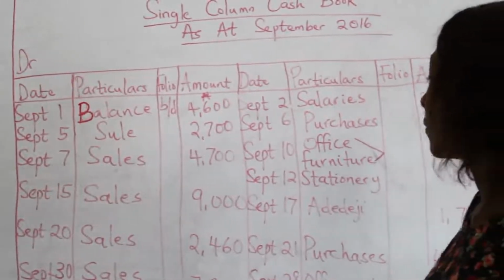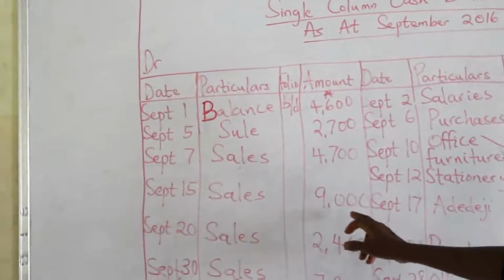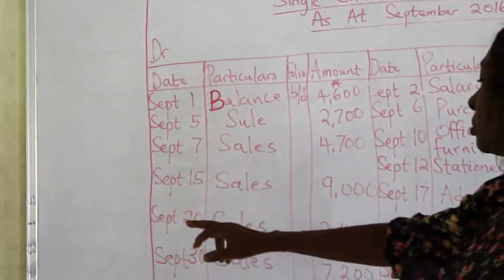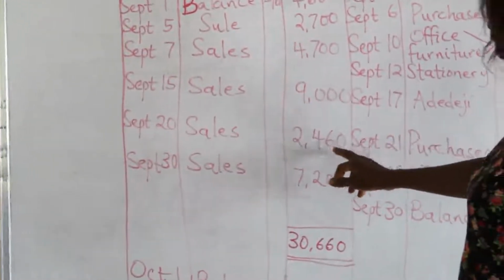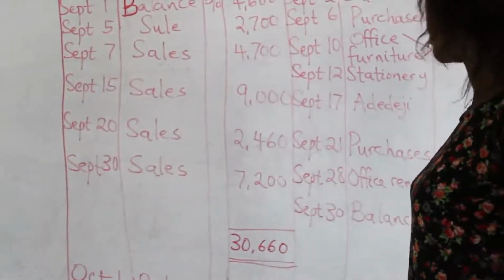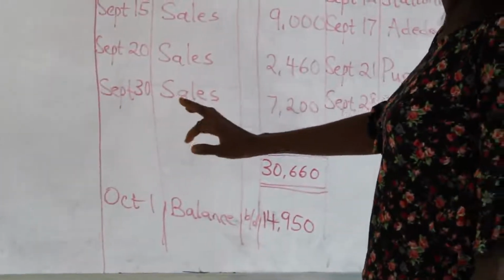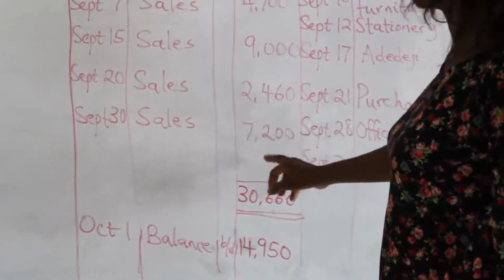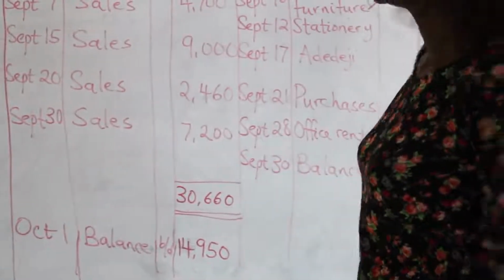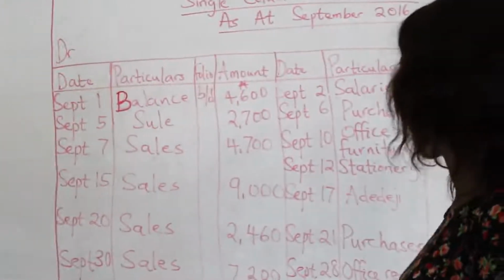The same for September 15, where we made sales of 9,000 naira. The same for September 20, where sales of 2,460 naira were made. And then the last day of September, 30th September 2016, another sale was made to the tune of 7,200 naira. That is for the debit side of the cash book.